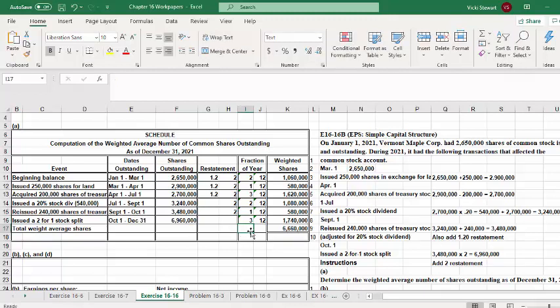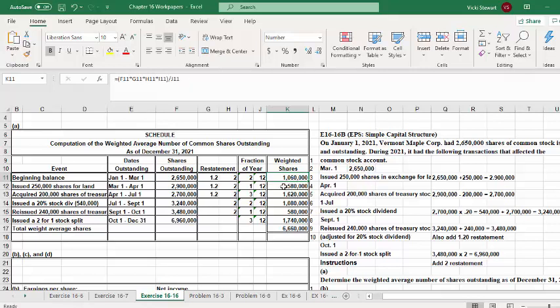So how does the spreadsheet work? It takes the number of shares outstanding, multiplies it, in this case, by 1.2, and then again by 2, takes that amount and multiplies by 2 and divides by 12, and that gives us this number, 1,060,000, and you can see the formula up at the top.